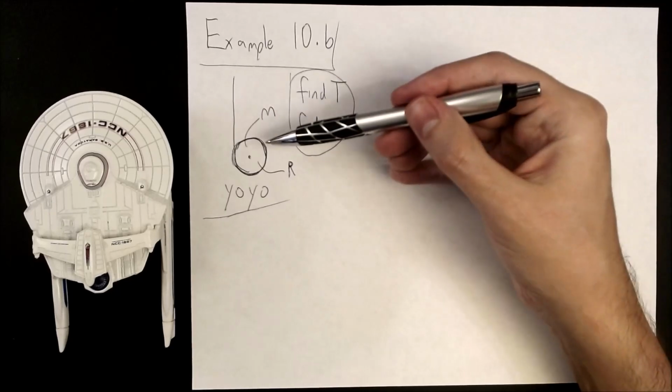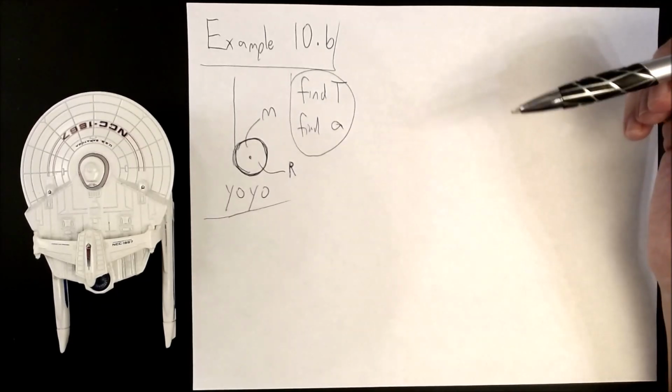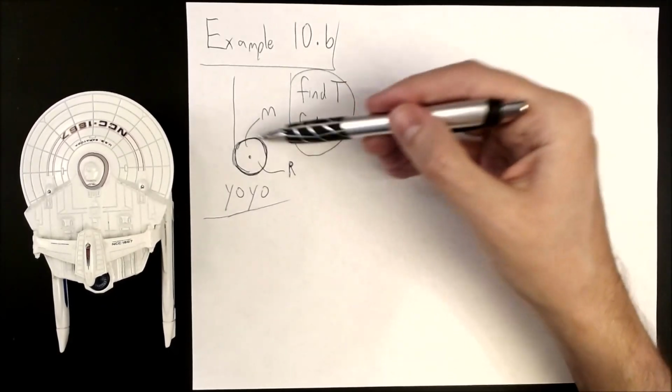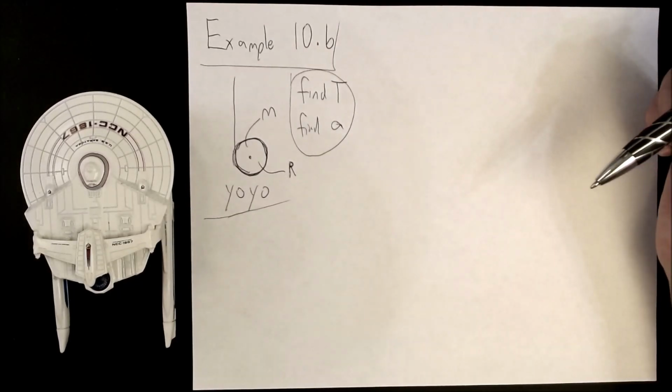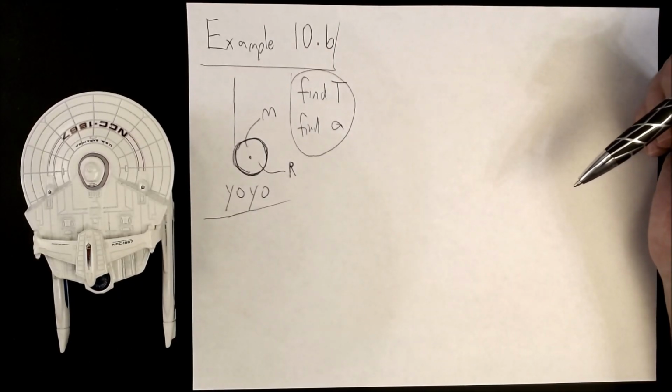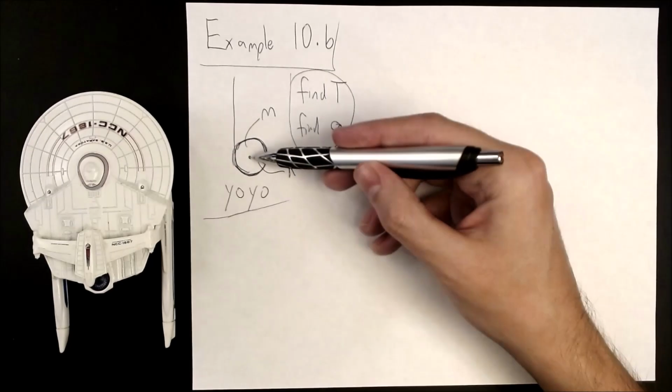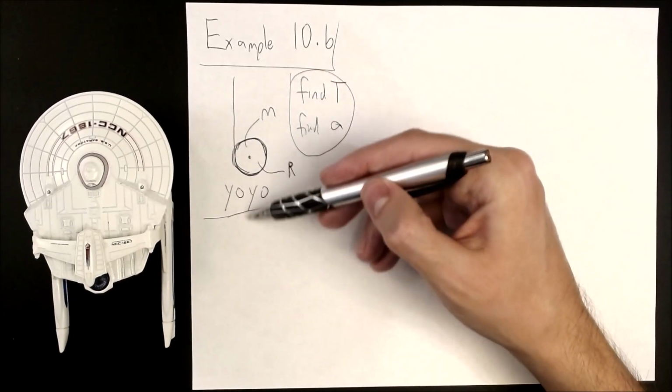Well, what kind of problem is this? There's definitely something spinning, and so it's probably going to involve torque. But it's not just spinning, it's also falling.